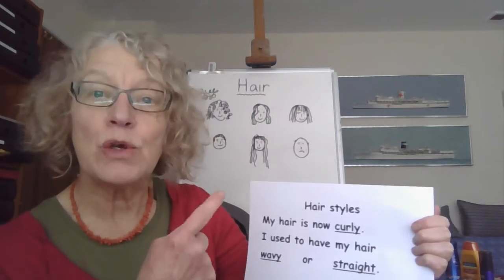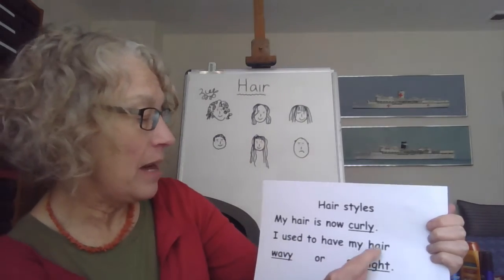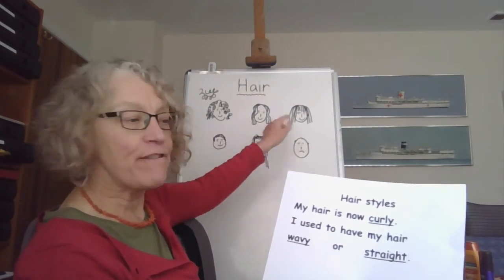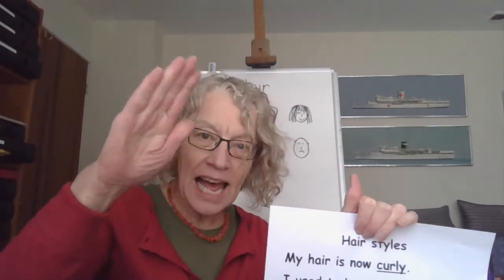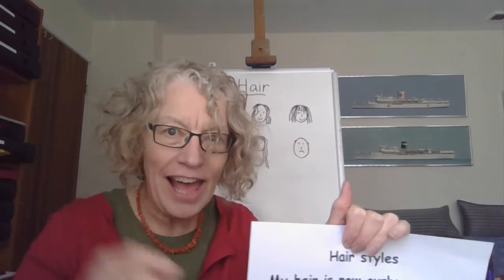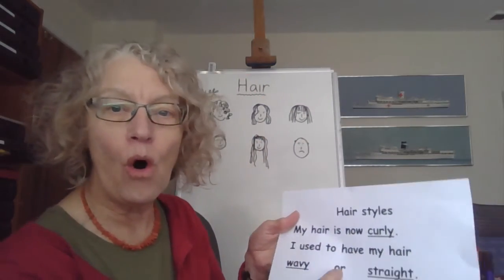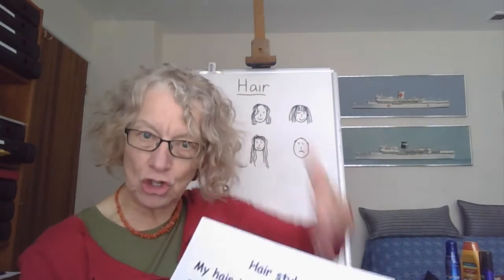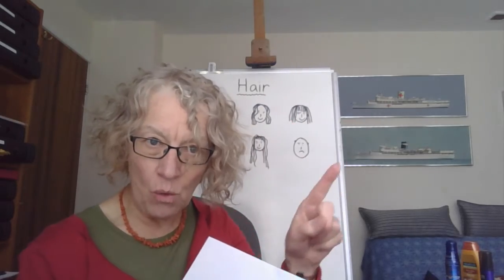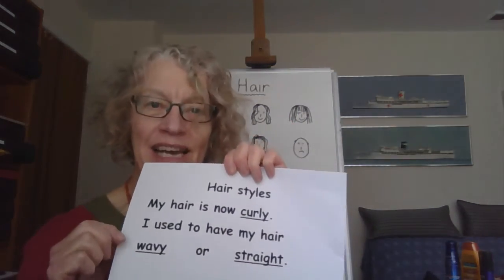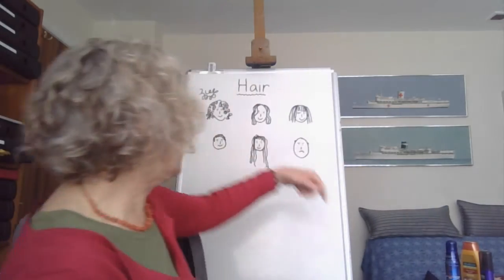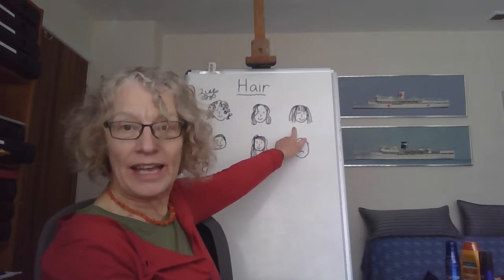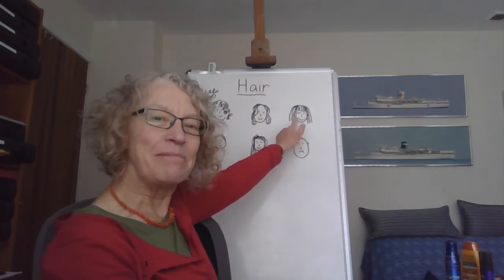And my hair used to be, last time, wavy or straight. This is wavy hair, and it's a little bit of curl, but not a lot like this. Or my hair was sometimes straight, and here is straight hair. It's straight. No curls, no waves, but straight. So we can have curly hair, wavy hair, or straight hair. And mine is now curly.